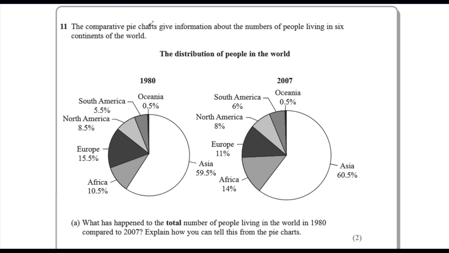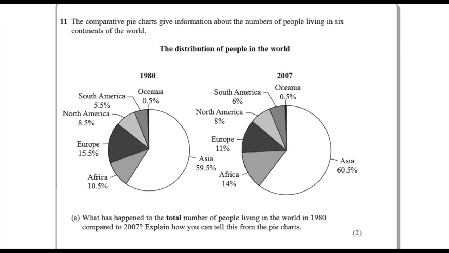Question 11. The comparative pie charts give information about the number of people living in 6 continents of the world, in 1980 and 2007. What has happened to the total number of people living in the world in 1980 compared to 2007? So what's changed here? Explain how you can tell this from a pie chart.